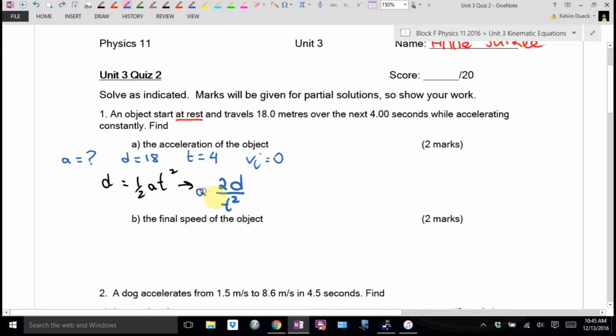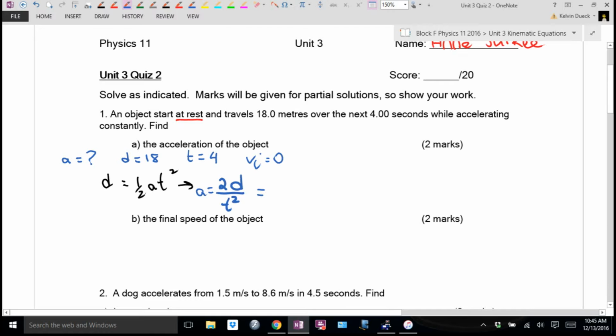That equals A. Do I need to square root here? Kids get a little square root happy. I only need to square root if what I'm finding has a squared on it. I know there's a T squared, but does the A have a squared on it? No need to square root.